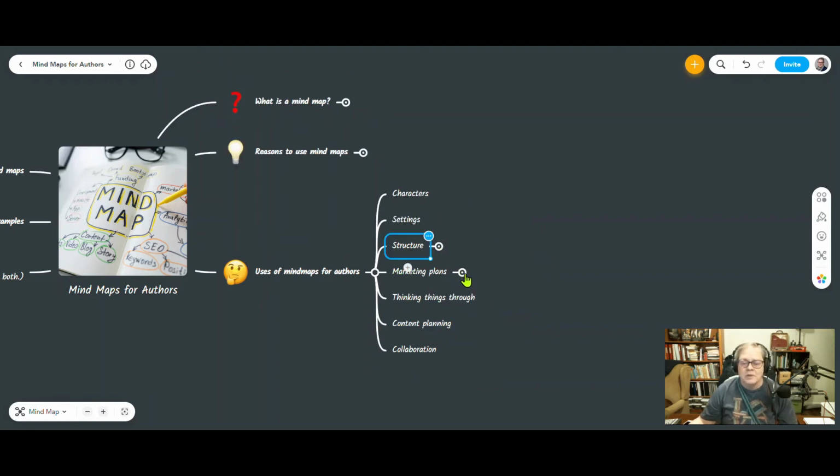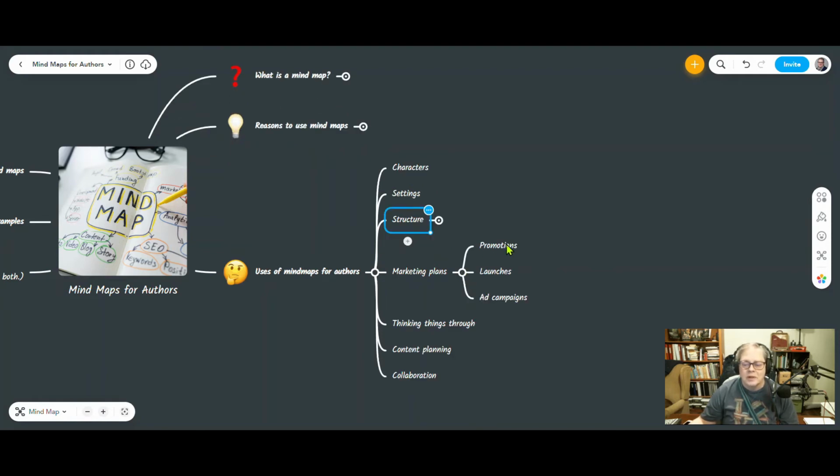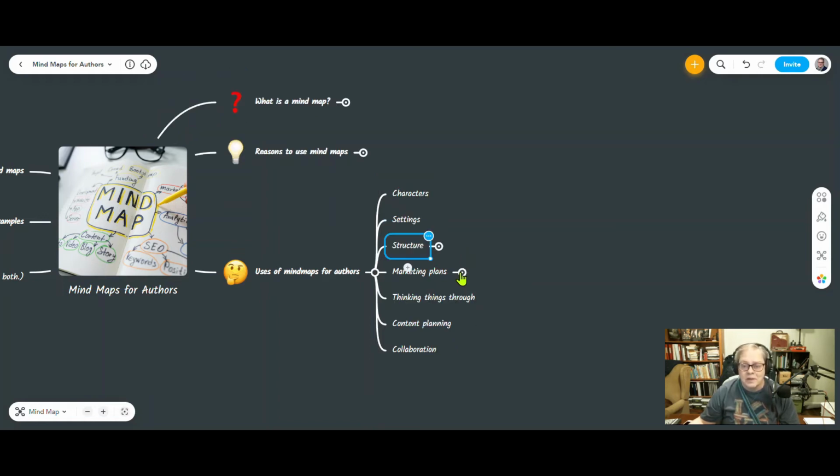Marketing plans. Sometimes these are really dry, hard work for people to do. And I can see putting in all kinds of artwork, links to things that you like for promotions, launches, ad campaigns, your social media campaigns, all the things that you need to do in your business, but tend to put off. So use mind maps for marketing plans.